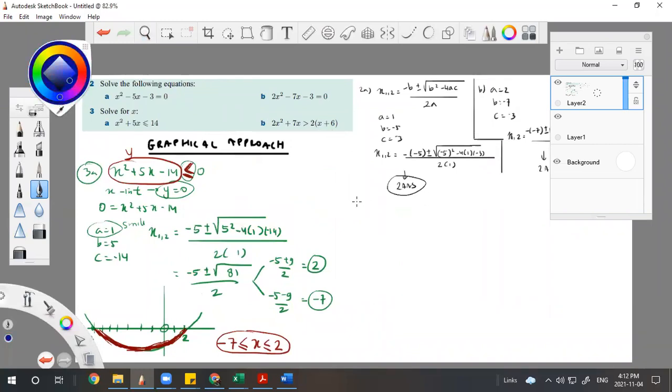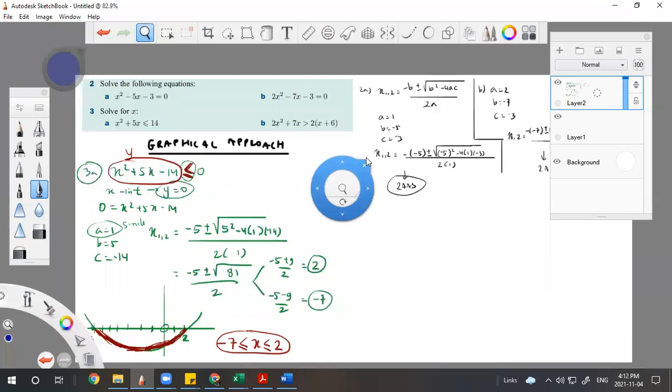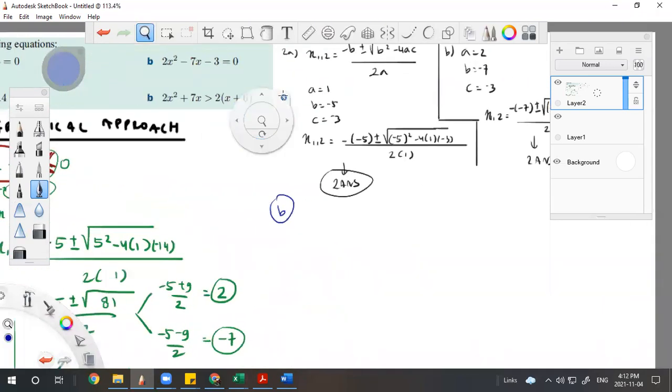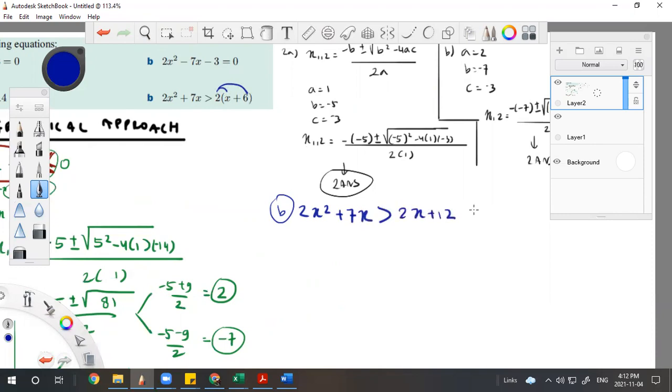Okay, now B. For question B, it's quite complicated at first. What you have to do is multiply this, do the distributive law. So 2x squared plus 7x less than, multiply 2x plus 12, right? And then I put everything to the left. 2x squared plus 5x, right? And then minus 12 more than 0.